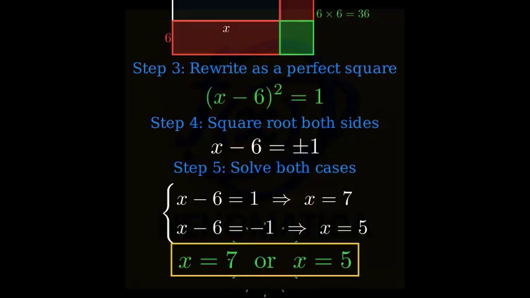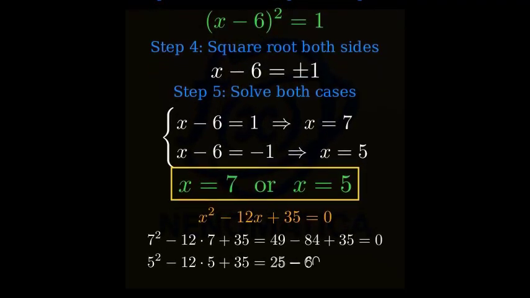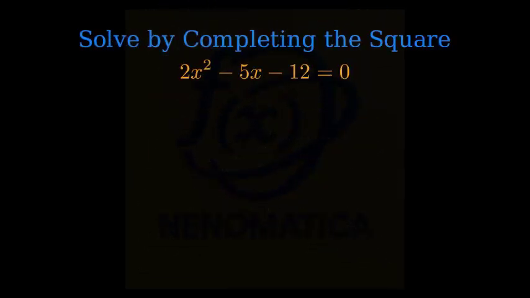Quick check. Substitute x equals 7 and x equals 5 back into the original equation to see that both satisfy it. Summary. In this lesson, we will solve a quadratic by completing the square.